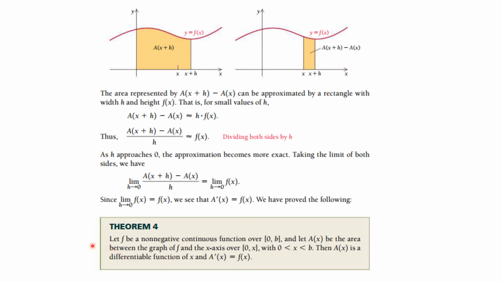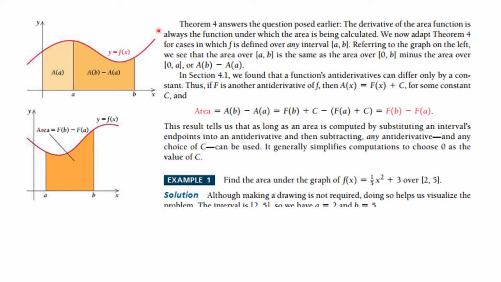So we proved the following theorem. If f is a non-negative continuous function on [0, b], and by the way, it's important in this theorem that it's non-negative, and let A(x) be the area between the graph of f and the x-axis over [0, x], where x is between 0 and b, then A(x) is a differentiable function and the derivative of A(x) is equal to f(x). So Theorem 4 answers the question posed earlier. The derivative of the area function is always the function under which the area is being calculated.